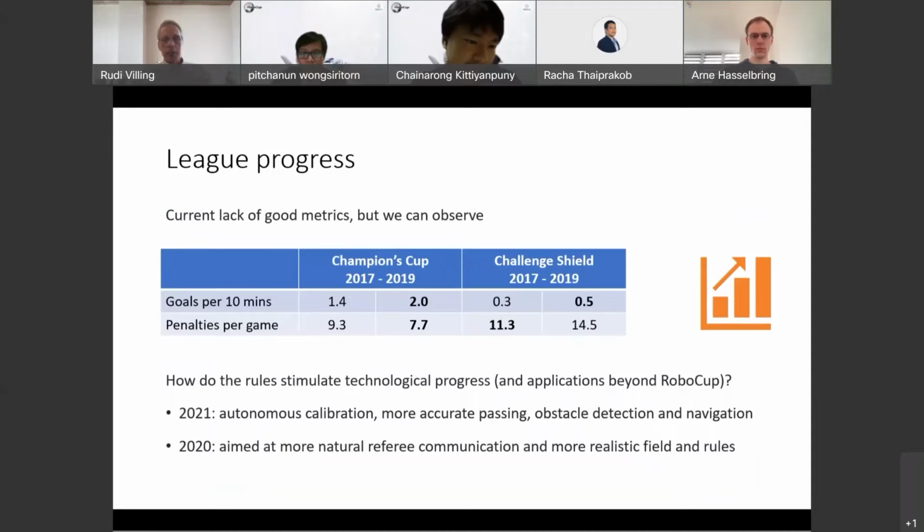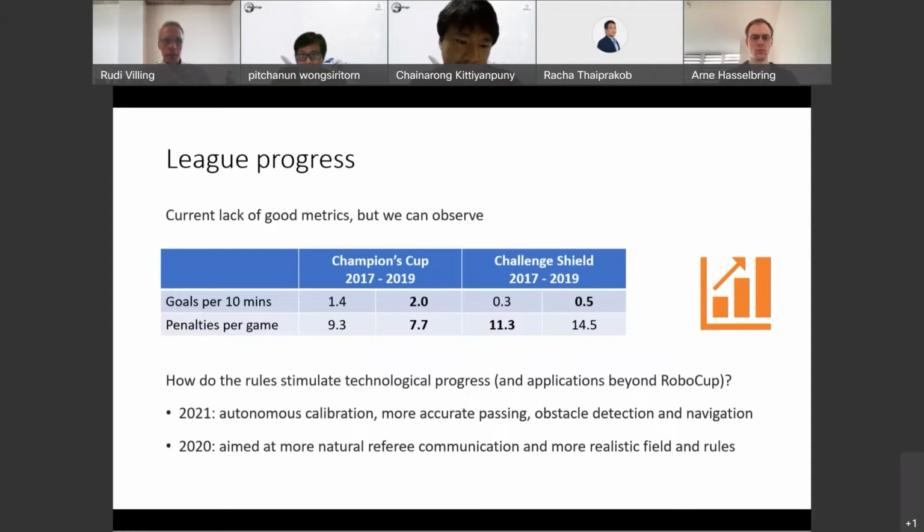In general, the league progress we believe is good, but there has been a lack of good metrics, and it's something we're working to address. What we can observe in the most recent physical competitions from 2017 to 2019 is that the goals per minute has generally increased, and you can see that the Champions Cup team, the higher competition, produces more goals per minute than the Challenge Shield teams. This is affected by things like how well teams defend, of course, but we assume that all else being equal, more goals equals a better standard of play.